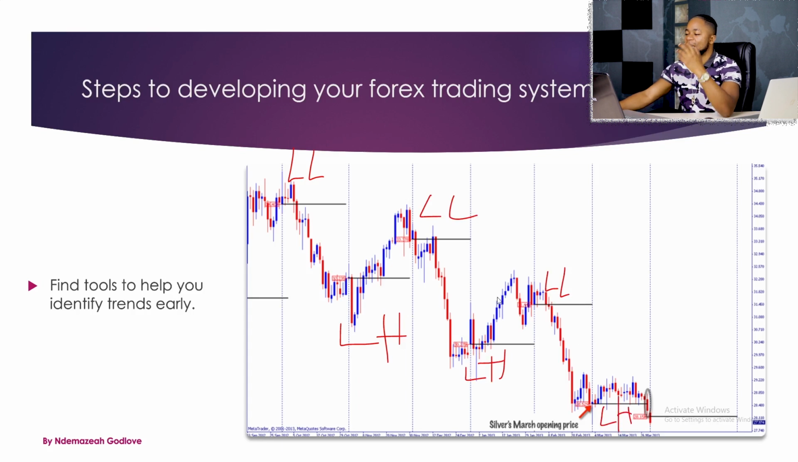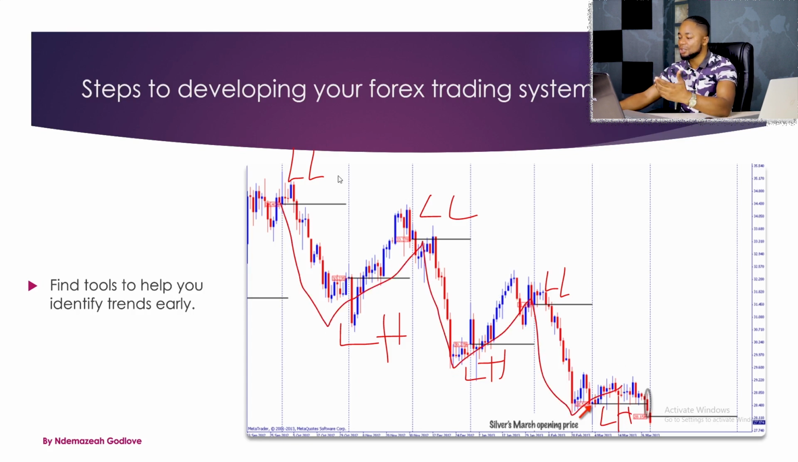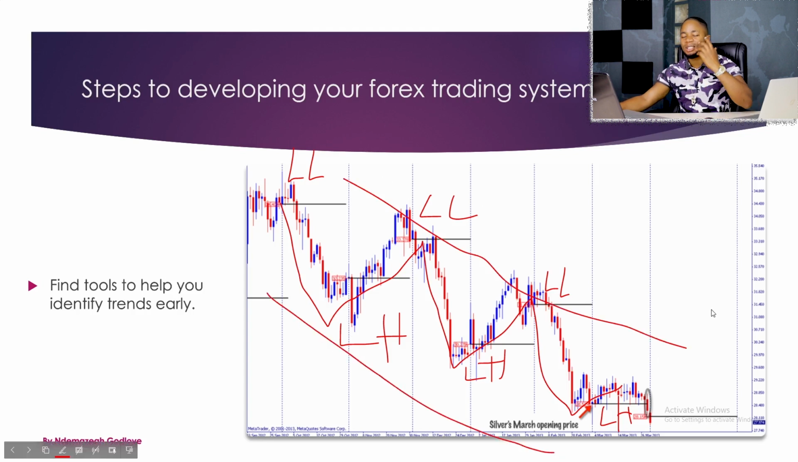And anytime you see a market making lower lows, lower highs, lower low, lower high, what is that? That is a clear downtrend. Can you see this? That is a clear downtrend. This is you just being able to identify your trend just by using what? Just by using candlestick patterns, without using any indicators.